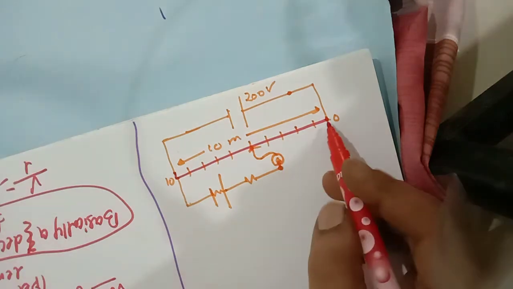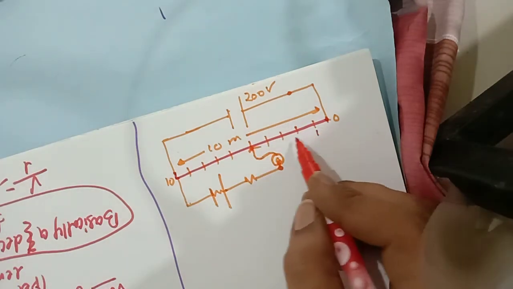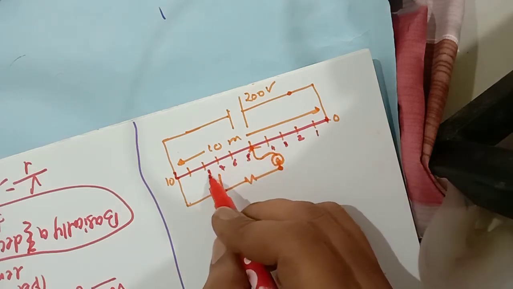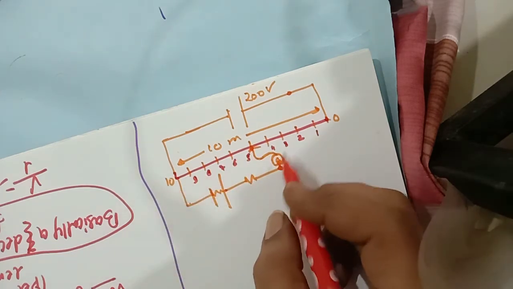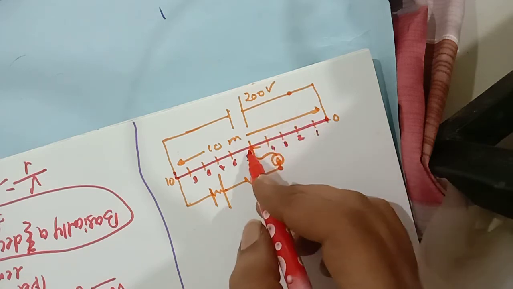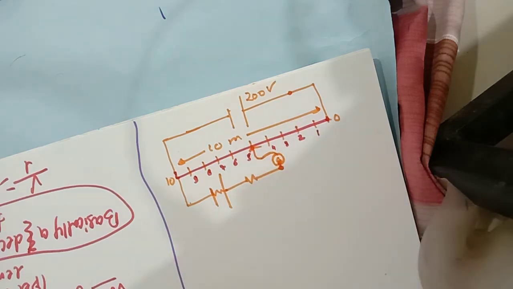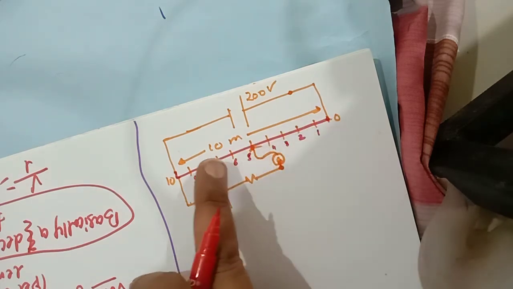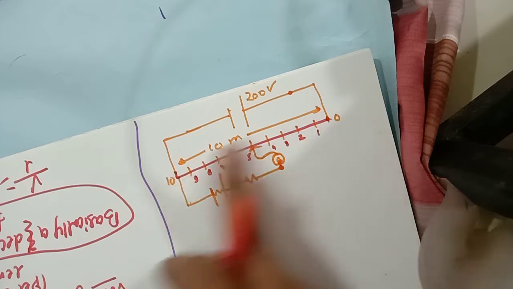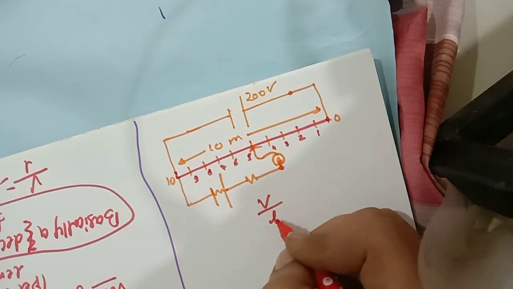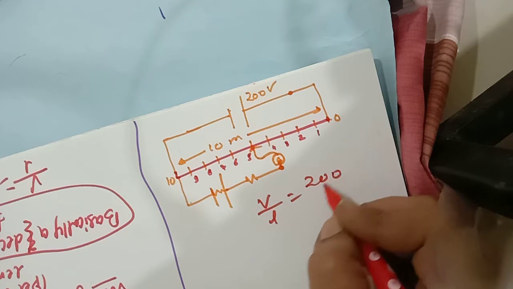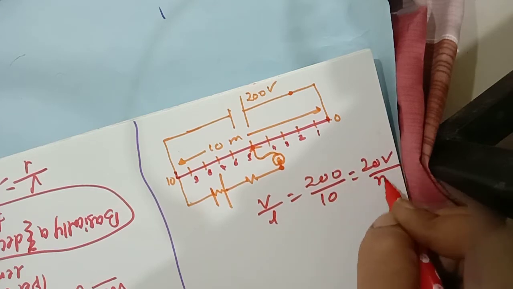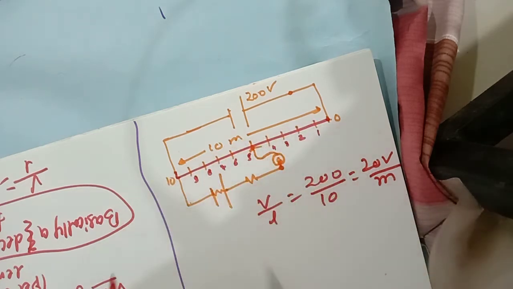So from the voltage gradient we know that, suppose the galvanometer, and we know that every meter the voltage is decreasing by 20 volts. What is V by L over here? The voltage gradient is 200 by 10. 200 by 10 is 20 V per meter, right? So voltage is decreasing 20 volts per meter.